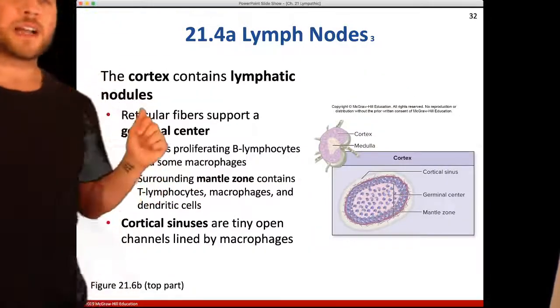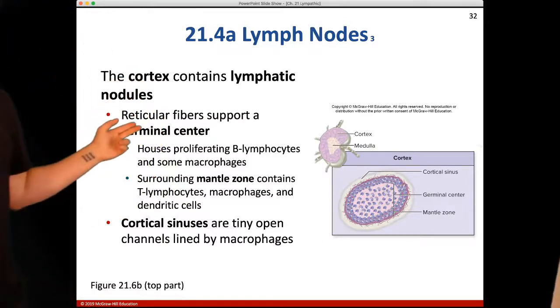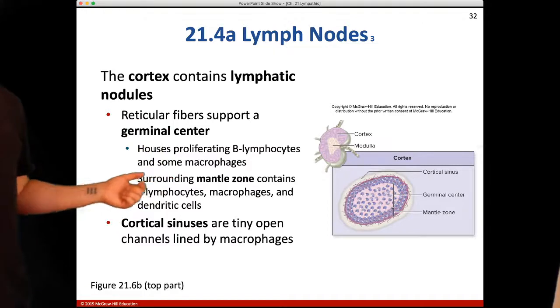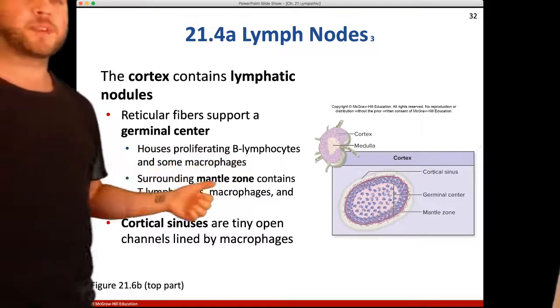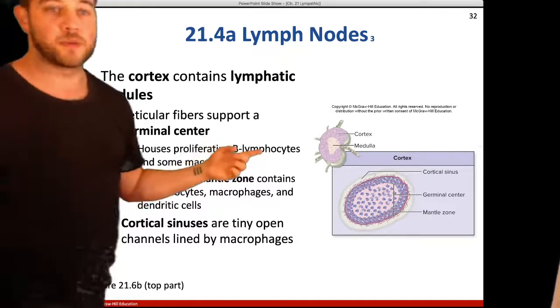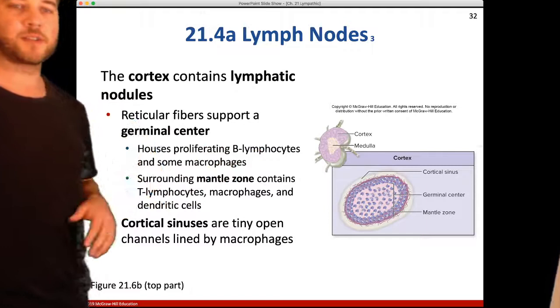The cortex on the outside contains lymphatic nodules. These have that reticular connective tissue supporting a germinal center. Okay? So it houses proliferating B lymphocytes and some macrophages. So B lymphocytes, those eventually become plasma cells which produce antibodies, and macrophages are going to phagocytize any pathogens.